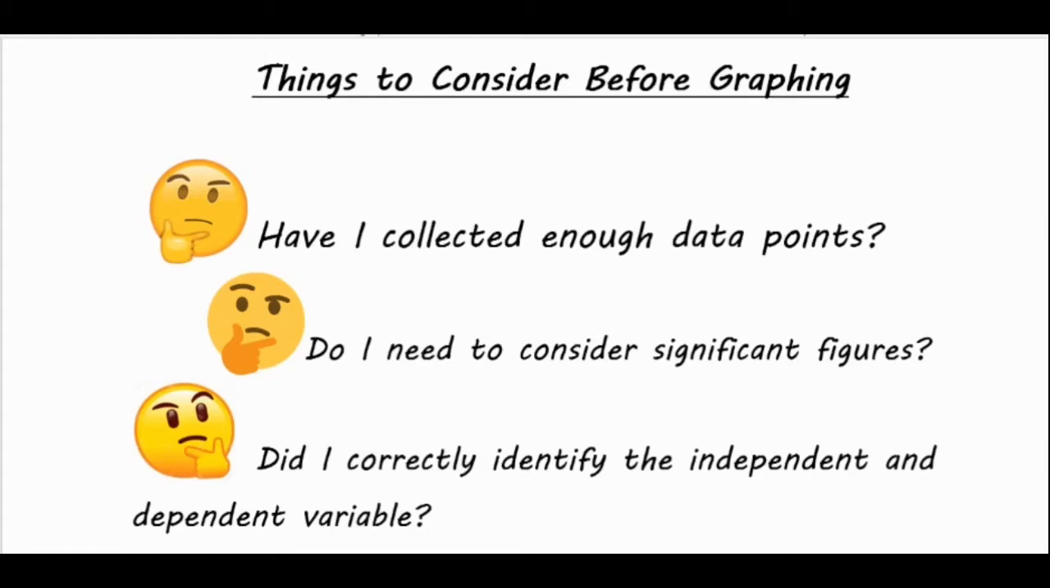And lastly, and most importantly, identifying the independent and dependent variable correctly. Your independent variable is the variable that you have physically controlled and manipulated directly throughout the experiment. And the dependent variable is the variable that you are measuring the results of to see if and how it responded to the independent variable. Okay, so make sure you consider those three things. And then after you have, then you're ready to get into graphing your data.